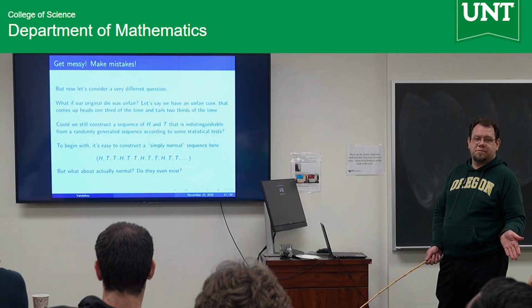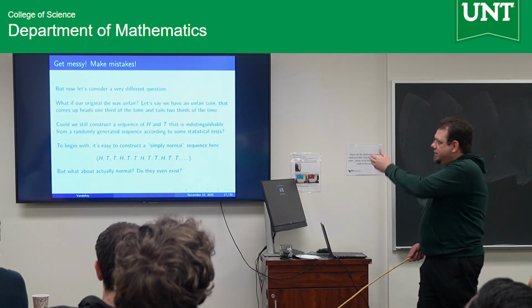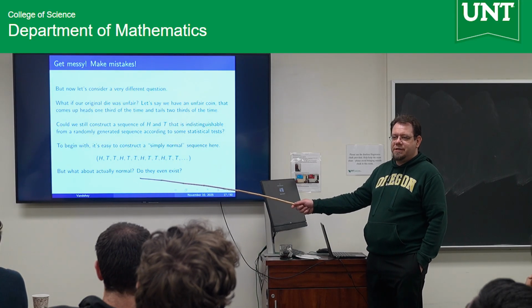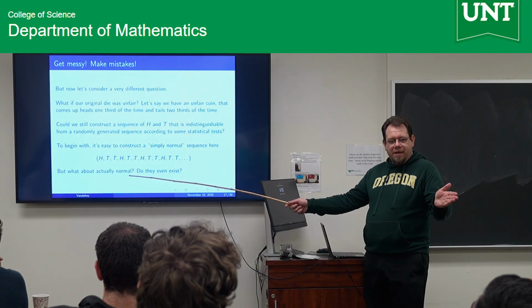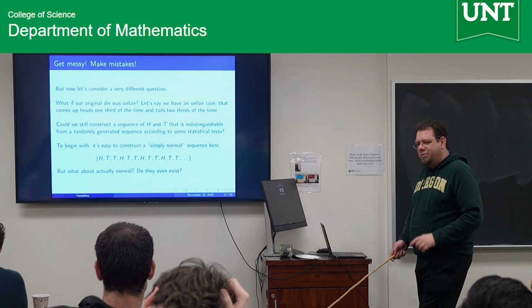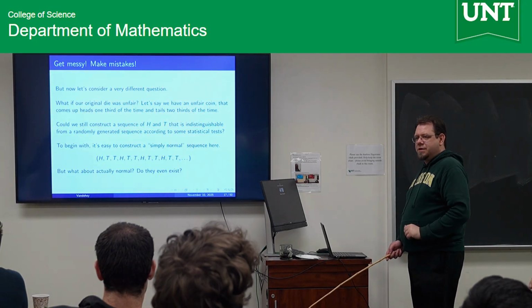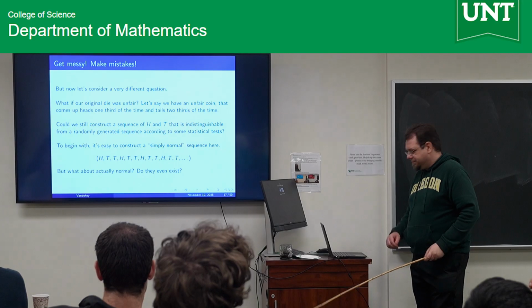To begin with, we could say it's easy to construct a simply normal sequence because I can do HTT, HTT, HTT, HTT. Heads comes up 1/3 of the time, tails comes up 2/3 of the time. That matches what we expect. But what about fully normal? What about all sequences of digits in this case? Do they even exist?